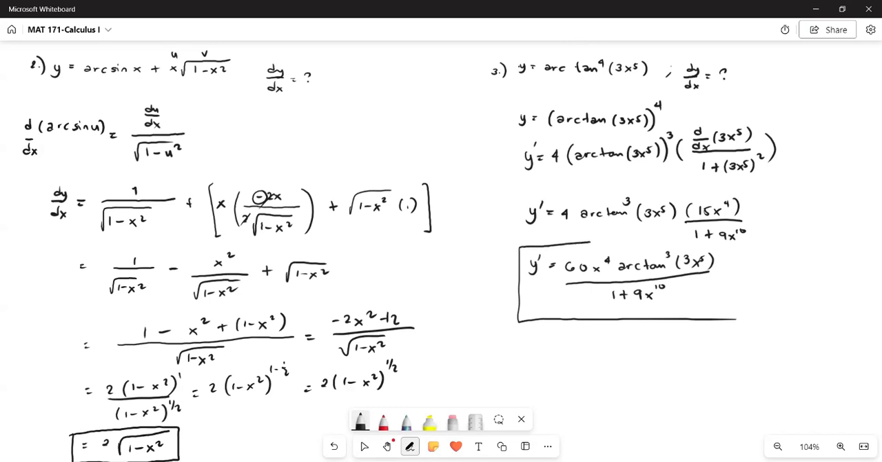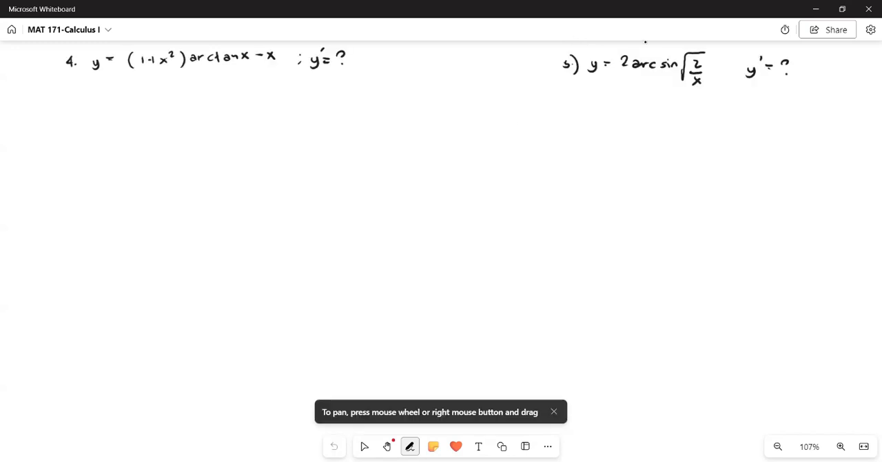So, nakalimutan natin yung y prime kanina. Okay. So, andito yung y prime kasi dito nag-start yung differentiation natin. Ito wala pang y prime yan kasi nire-write lang natin yung given function. So, we have here example number 4, y is equal to quantity 1 plus x squared times arctangent x minus x. So, pinapahanap sa atin dito yung first derivative niya.